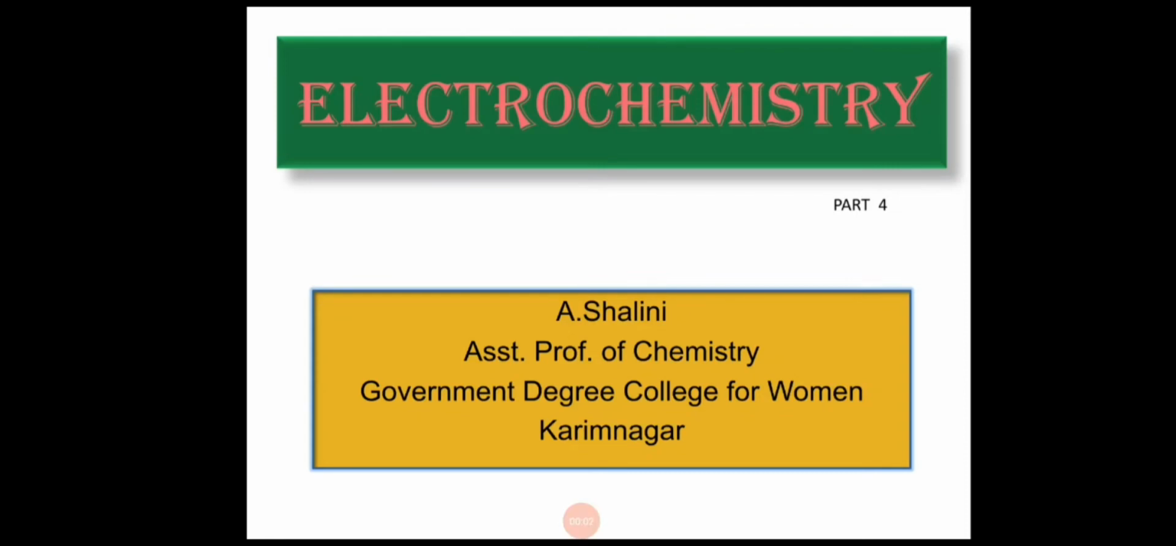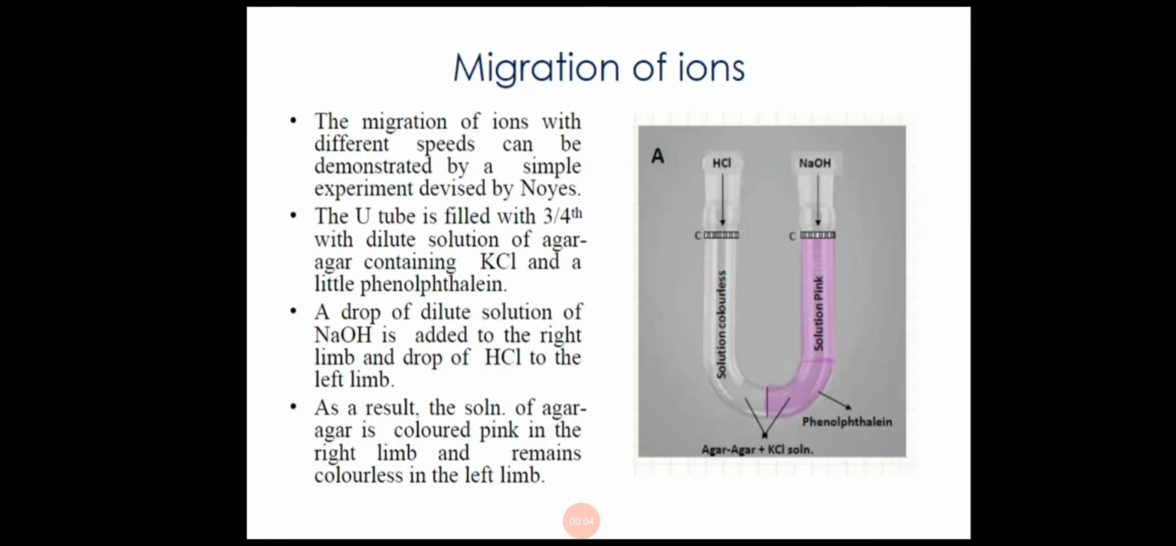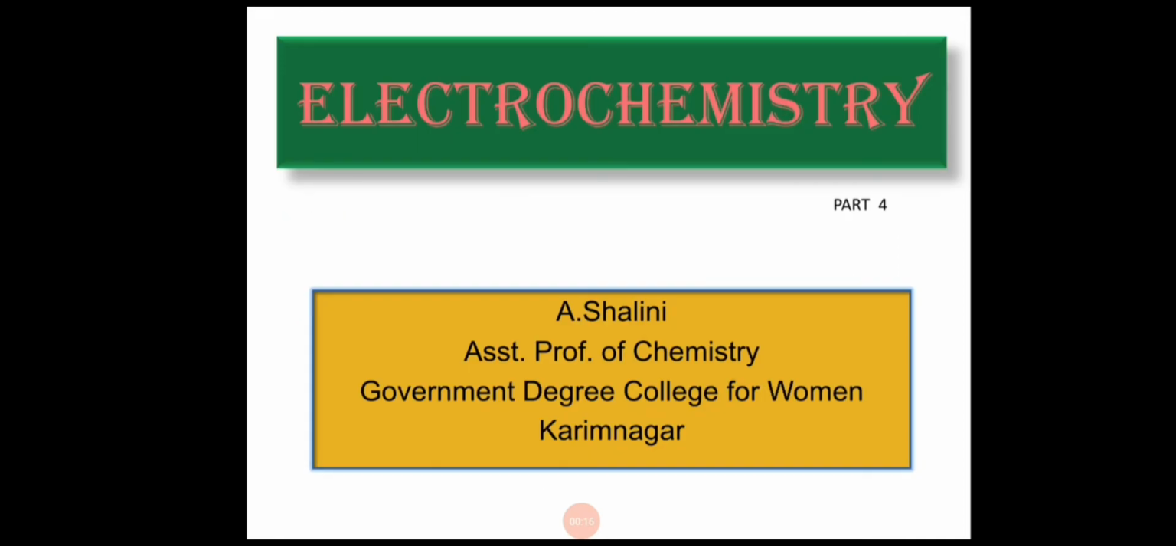Dear students, in this video we shall discuss migration of ions, speed of ions during the process of electrolysis, and current carried by ions, that is cation and anion, during the process of electrolysis. We call it the transport number. We shall discuss these concepts in this video.